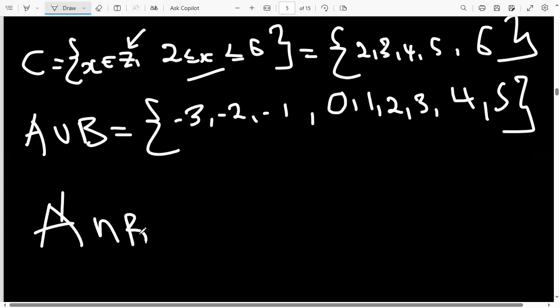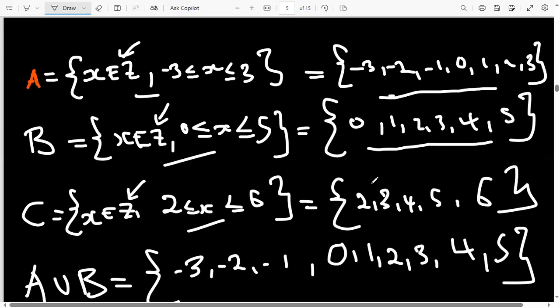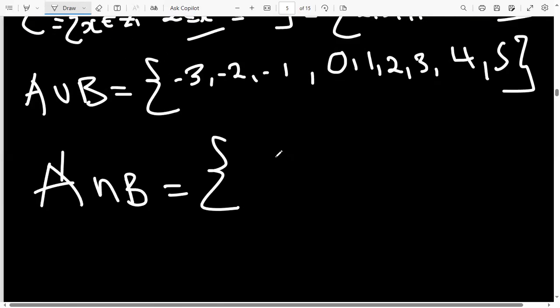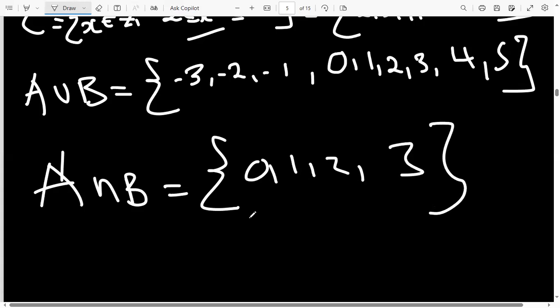And then what is our A intersection B? For A intersection B, we're looking for those terms that are common to both these sets. I can see that those that are common start from 0 all the way up to 3. So 0, 1, 2, and then 3 are the ones that are common, so those will be in the intersection. So this is our A intersection B.